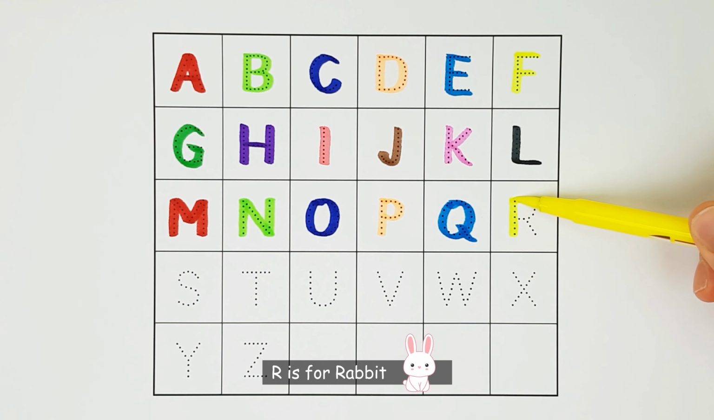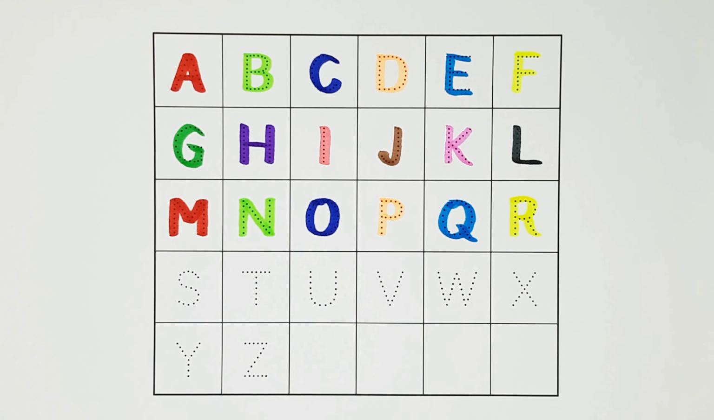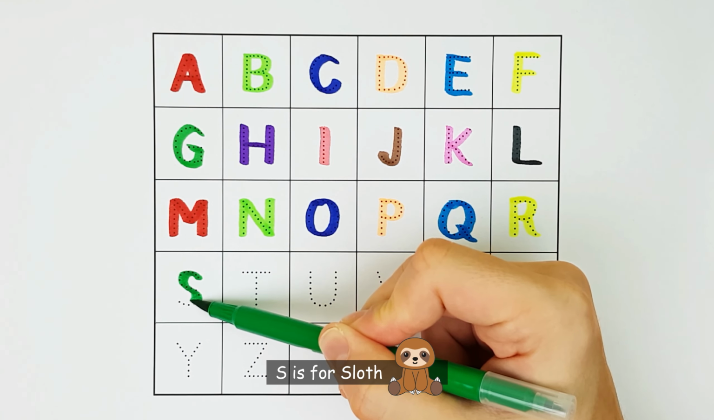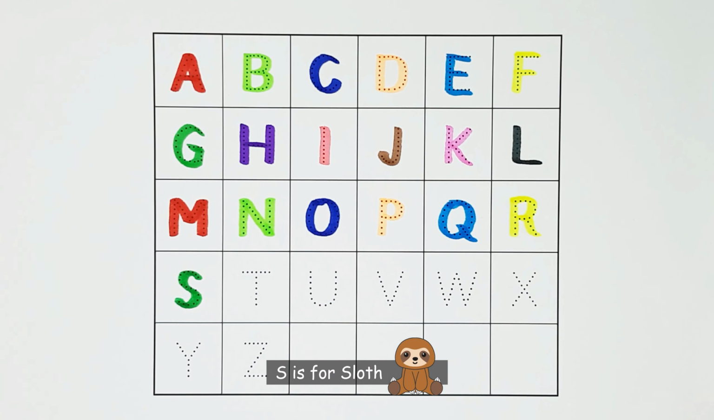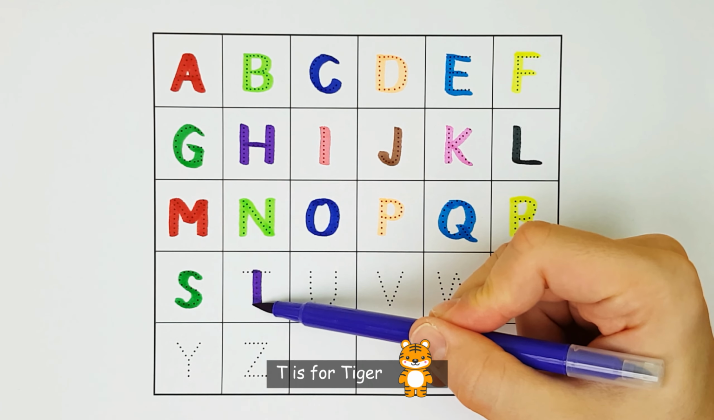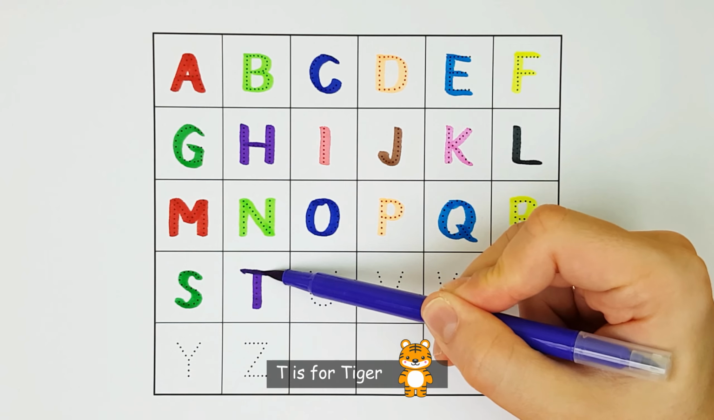R. R is for rabbit. S. S is for sloth. T. T is for tiger.